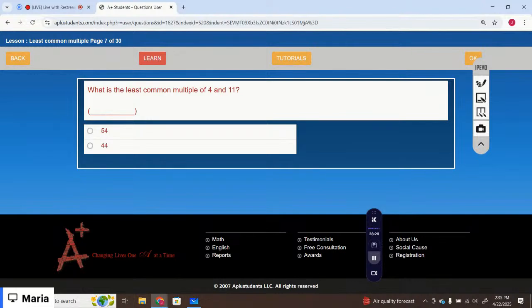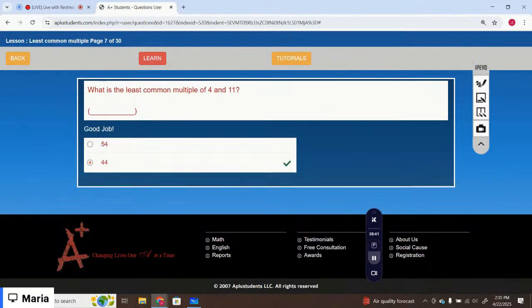It's the least common multiple of 4 and 11. So, which is the correct option? That is 44. Option number 2 is the correct option. Very good.